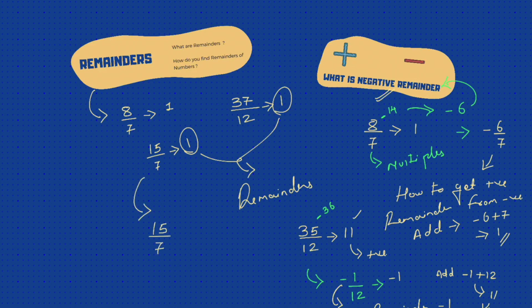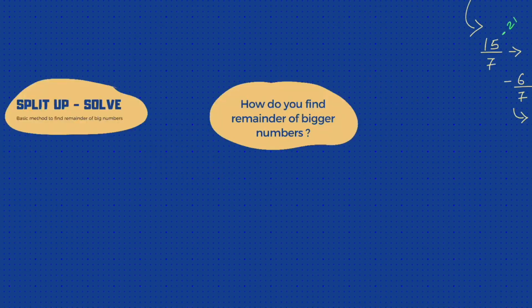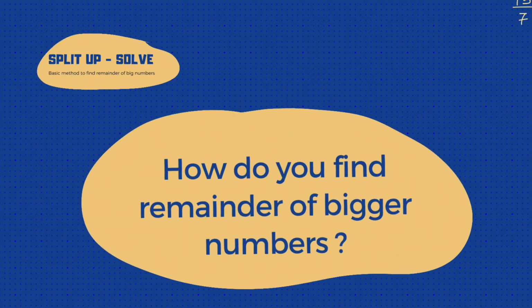Let's take one more example. 15 divided by 7, 7 twos are 14, 1 is the positive remainder. What if you want a negative remainder? Take multiples of 7, go beyond 15. 7 threes are 21. 15 minus 21 is nothing but minus 6. So minus 6 is the negative remainder for 15 divided by 7. If you want the positive, what will you do? Add minus 6 plus 7, which is nothing but 1. So that's your positive remainder.